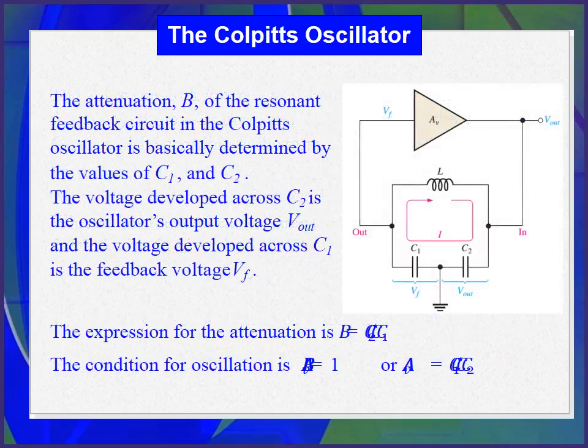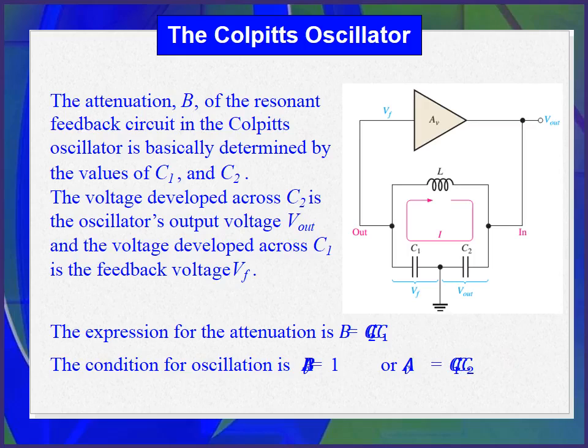So here the condition for oscillation and startup: the attenuation beta of the resonant feedback circuit in the Colpitts oscillator is basically determined by the values C1 and C2. The figure shows the circulating tank current, which is through both C1 and C2 effectively in series. The voltage developed across C2 is the oscillator's output voltage and the voltage developed across C1 is the feedback voltage, as indicated. So an expression for beta is C2 by C1.